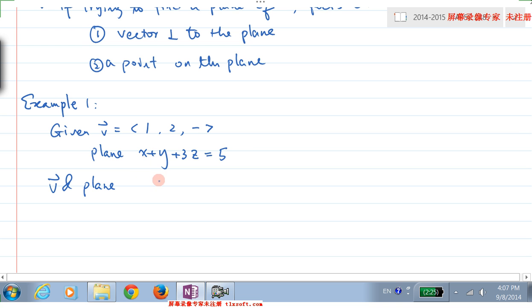What is the relationship? First, are they parallel? Second, are they perpendicular? Or maybe some other geometric relationship.